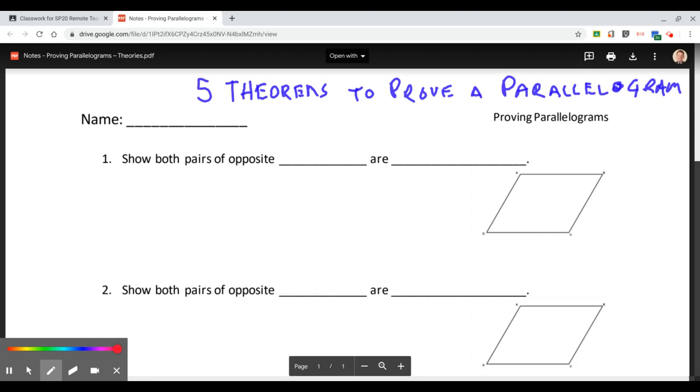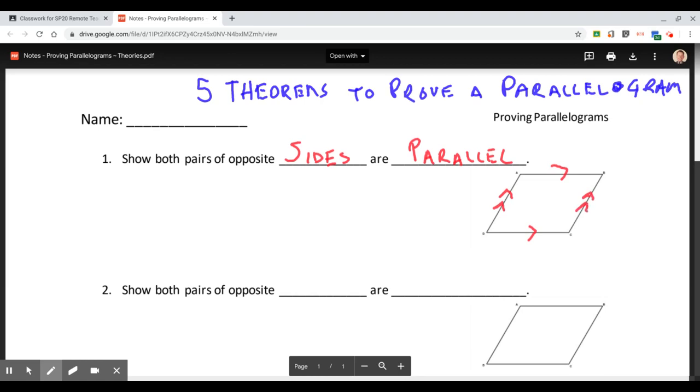The first one says, show both pairs of opposite sides are parallel. So that means this side and this side are going to be parallel, and this side and this side will be parallel. Okay, so the first theorem states that a quadrilateral is a parallelogram if both pairs of opposite sides are parallel. Cool, let's look at number 2.